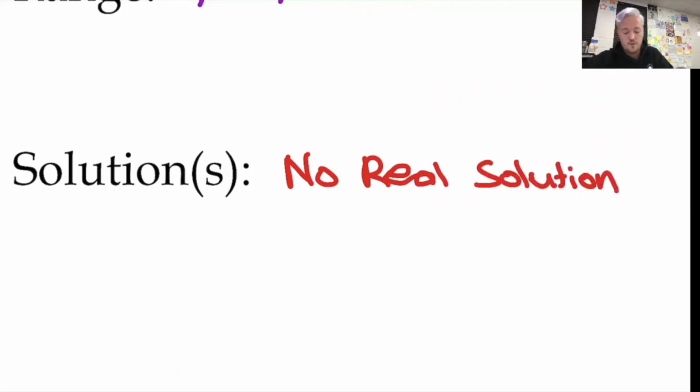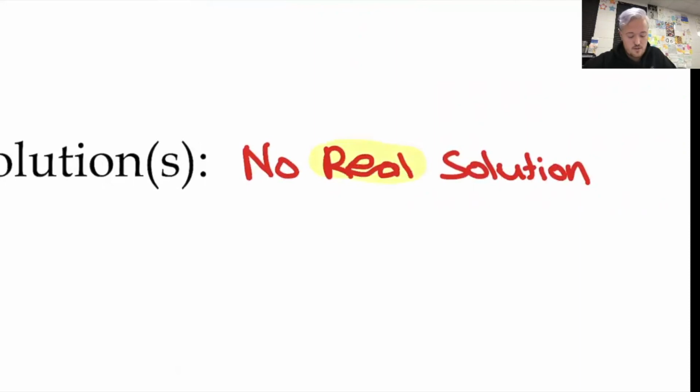Remember, whenever you're writing a no real solution, you cannot just say no solution. You have to be very explicit and say no real solution. So please remember that point.